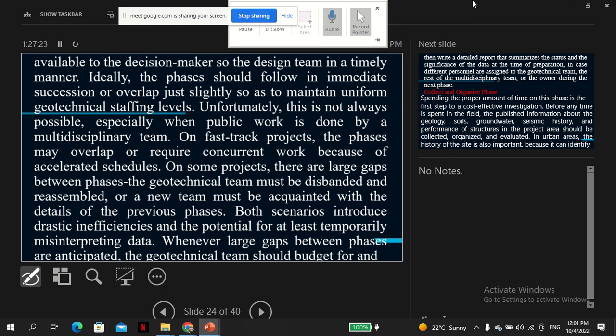On some projects, there are large gaps between phases. The geotechnical team must be disbanded and reassembled, or a new team must be acquainted with the details of previous phases. Both scenarios introduce drastic inefficiency and the potential for at least temporarily misinterpreting data. Whenever large gaps between phases are anticipated, the geotechnical team should be budgeted for.